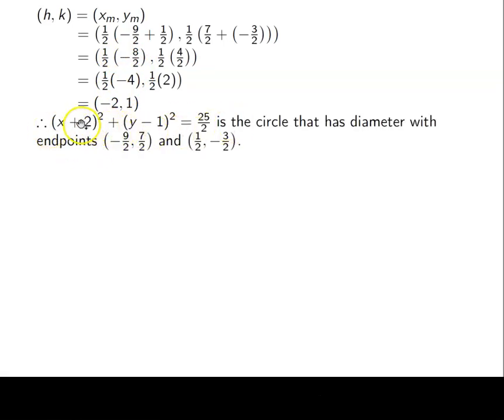Therefore, the equation is x minus a -2, minus is plus, y minus my k, and then my r squared. So this is going to be the circle that has a diameter with endpoints at the given locations.